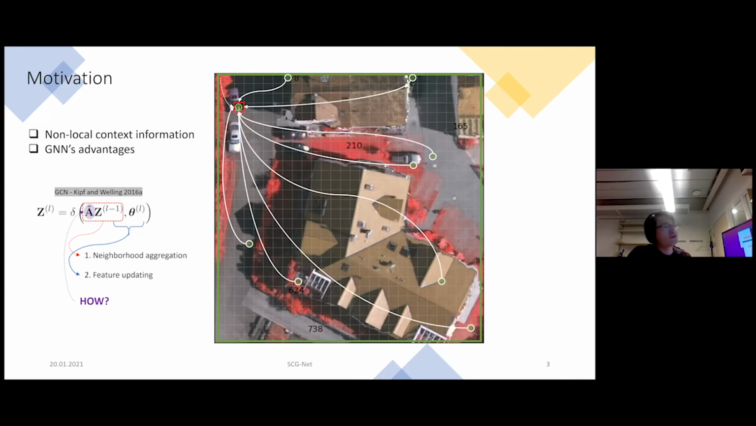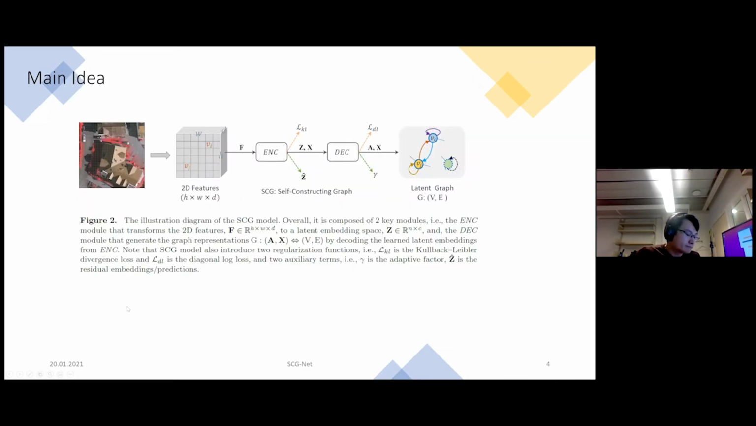But how to exploit graph models in computer vision? Because in computer vision images, you don't have a graph structure, and it's also not possible to build a graph matrix manually. So based on this, we introduced a novel structure to automatically learn latent graphs. It doesn't rely on any prior knowledge.